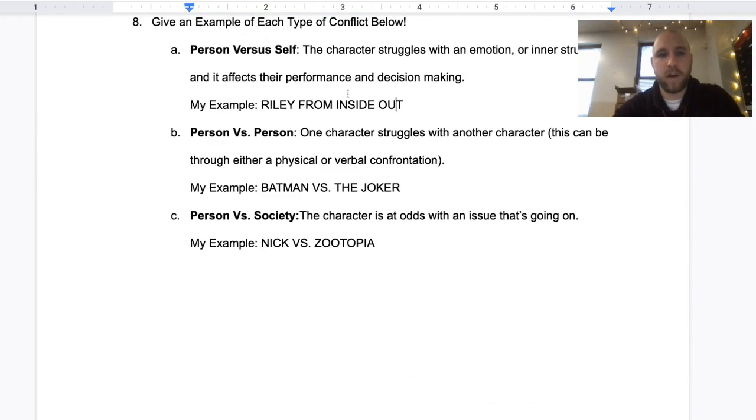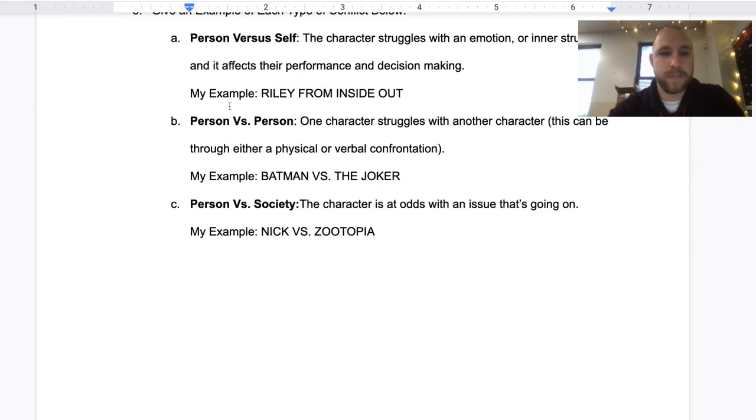We have some examples of conflict: person versus self. We can think of Riley from Inside Out, struggling whether or not she is going to accept the move that her family has made. Person versus person, we got Batman versus the Joker. This is verbal or physical arguing or fighting. Person versus society, Nick versus Zootopia would be a good example. He's judged because he's different, so he's against society.